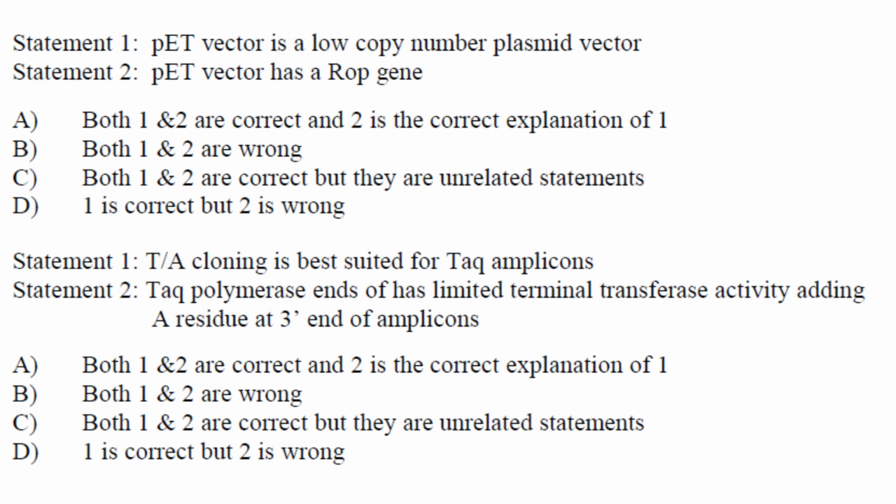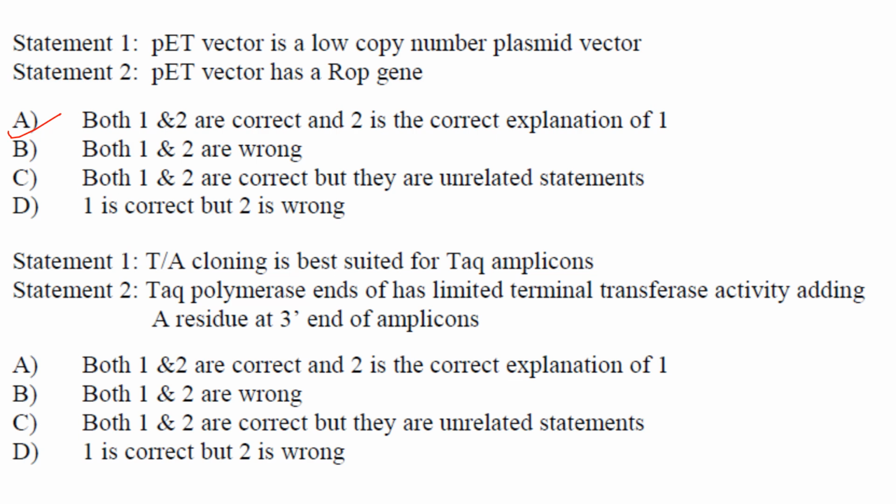PET vector is a low copy number plasmid vector. PET vector has a rop gene. So the rop gene will keep the number of copies of the plasmid low. Since the PET vector has a rop gene, it is a low copy number plasmid vector. So both 1 and 2 are correct and 2 is the correct explanation of 1. A is the right answer.